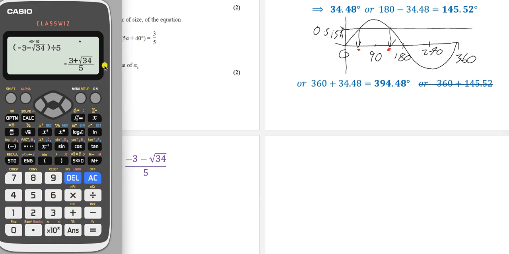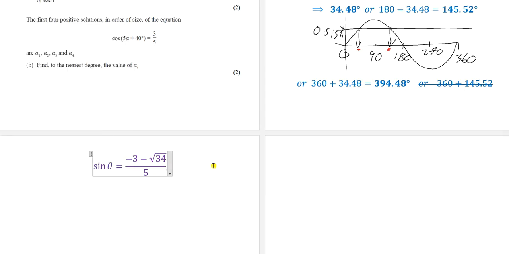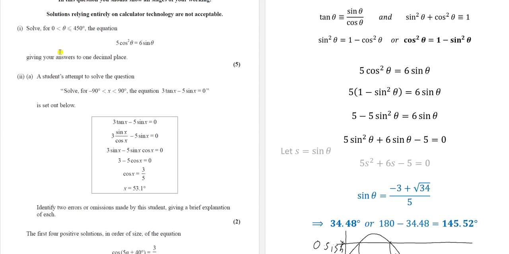Minus 3 minus root 34, all over 5. If we press the S-D button, minus 1.766 something. So all I need to write here is something like: this is less than minus 1, therefore no solutions for theta. If sine theta could take this value, then we'd be able to solve it and find solutions. But it's effectively like saying, let's see when my sine wave crosses a line which is too high. It never crosses. So there are no values of theta for which sine theta will be minus 3 minus root 34 all over 5. And that is the end of part one.